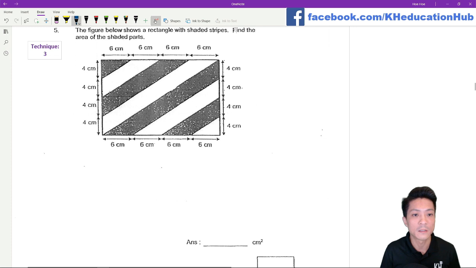Question 5. The figure below shows a rectangle with shaded stripes. Find the area of the shaded parts. In this question, you need to move the shaded parts. So you have to realize that this shaded part over here can fit into the white part over here. And this shaded part over here is going to fit into the unshaded part over here.